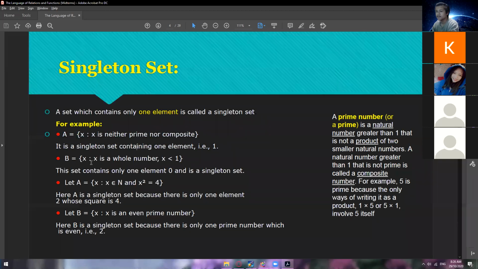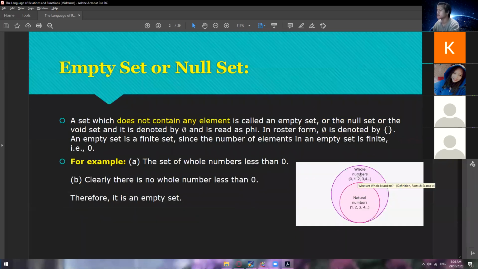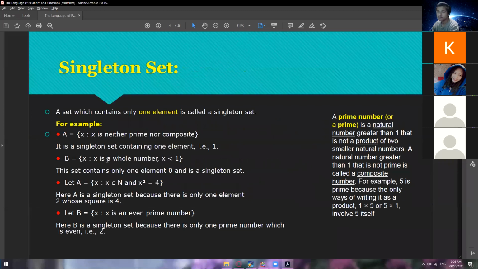Okay, let's move on to letter B. We have set B, and it has an element of a whole number less than 1. If you go back and take a look at the characteristic of whole numbers, we start at 0 and then go onwards. So x is a whole number less than 1. The only element that is less than 1 is 0. Therefore, we could say that this one contains only one element and is a singleton set.